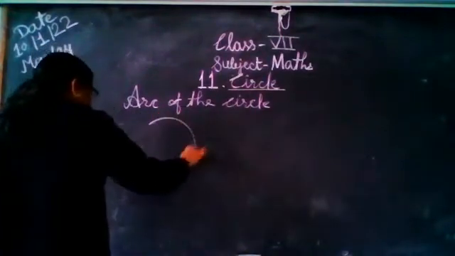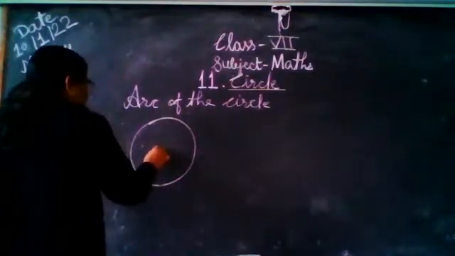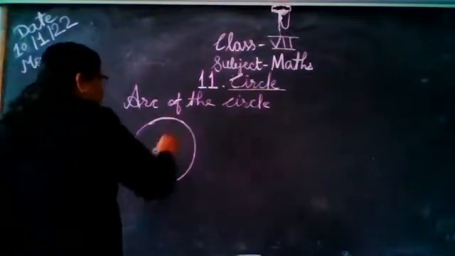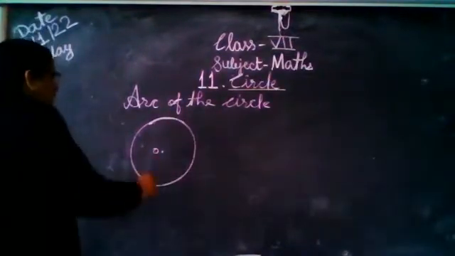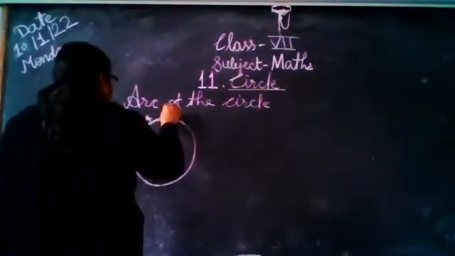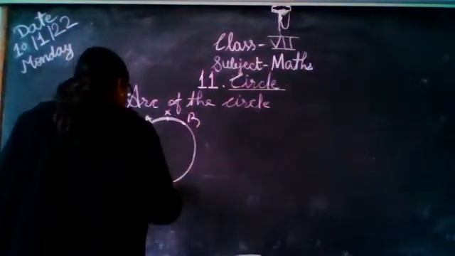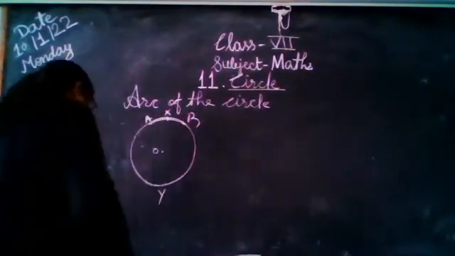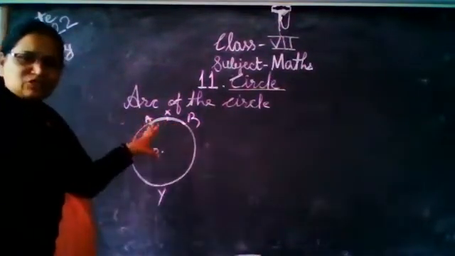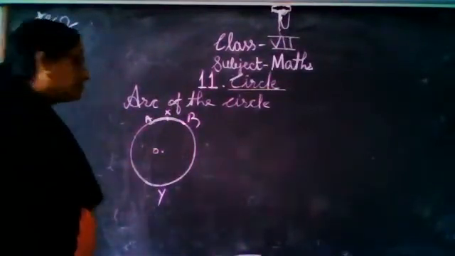See, children, it is the circle of center O, and it is the small part on the circumference. Suppose it is X, A, X, B. And here I am taking another point Y. So AXB is a small arc. That's why it is known as minor arc.